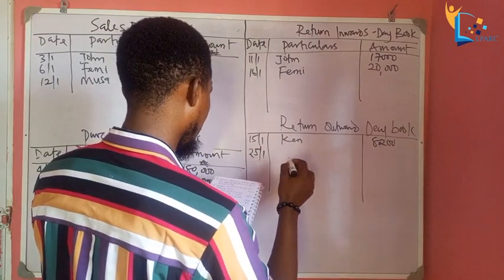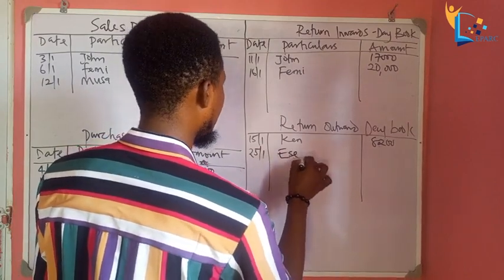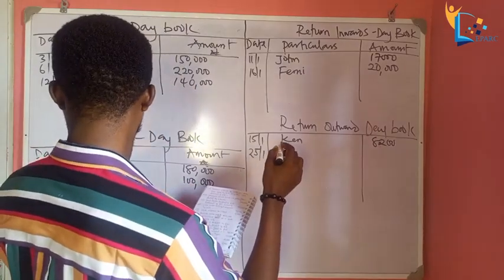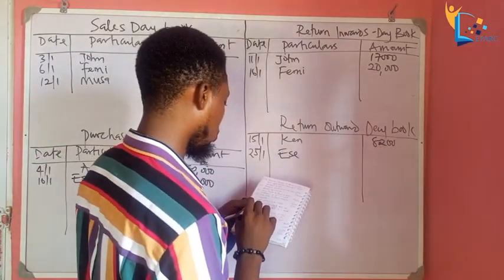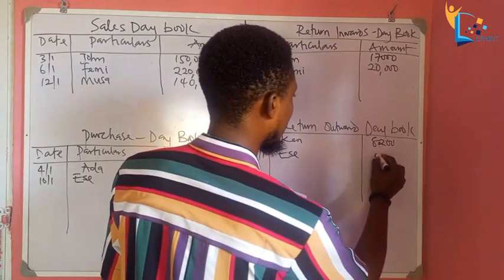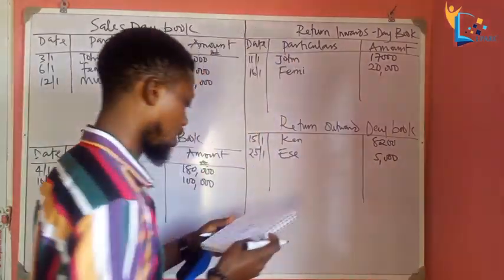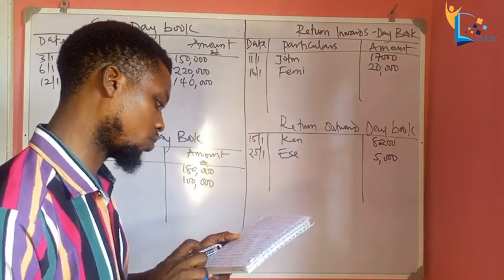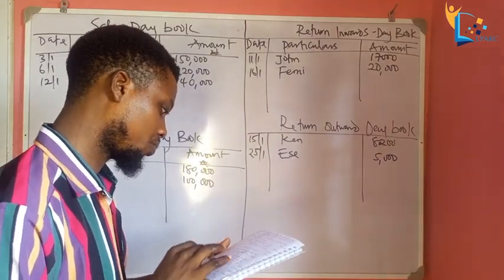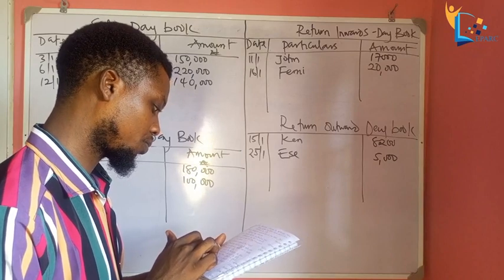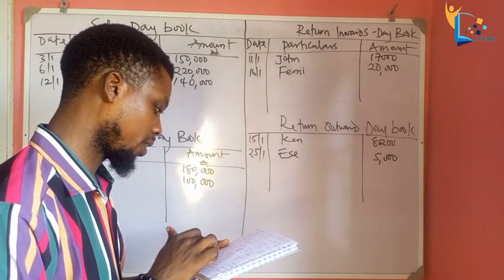We have Easy. Okay. Easy, how much? 5,000. Okay, let's see if there's another return.